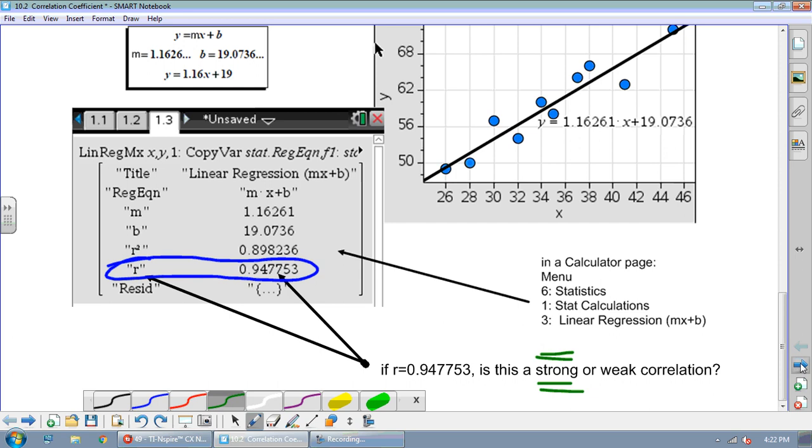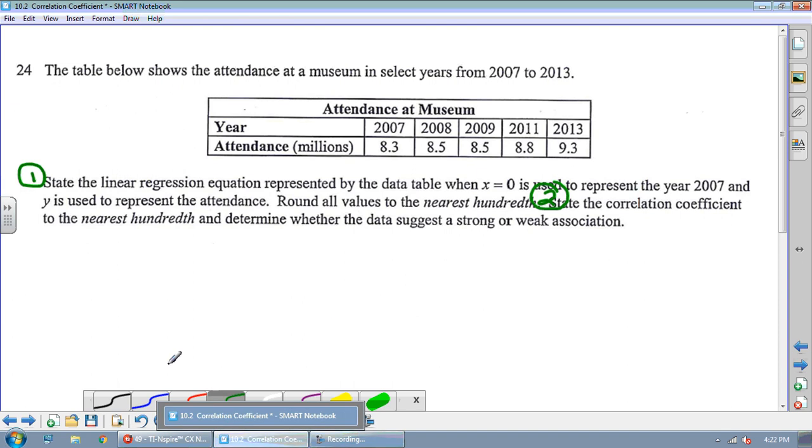To make this a little faster, I have already put the tables into the calculator. So, looking at number 24, it says the table below shows the attendance at a museum in select years from 2007 to 2013. Part 1, state the linear regression equation represented by the data table below when x equals 0 is used to represent the year 2007 and y is to represent the attendance. So we have that year is X and attendance is Y.